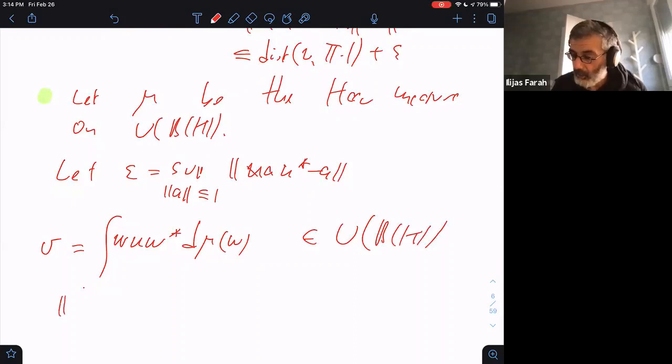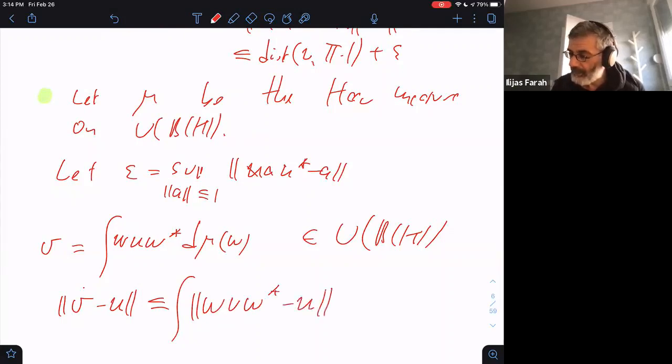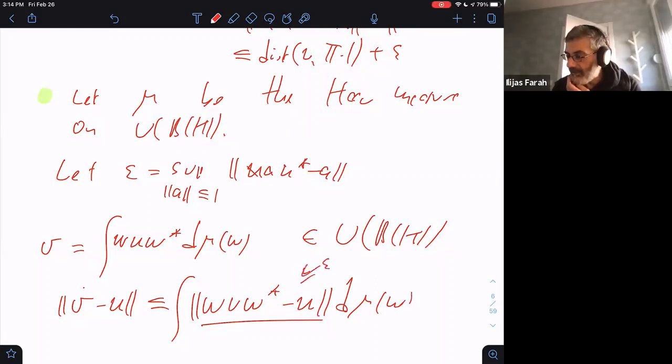Second, what is the distance between V and U? Well, it is at most the integral of the norm of WUW* minus U, dμ of W. But now what is this? Well, this is less than or equal to epsilon.